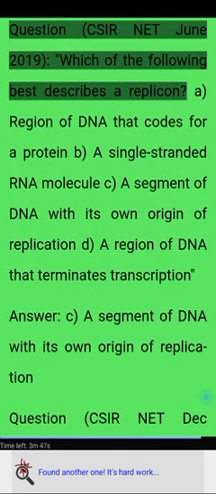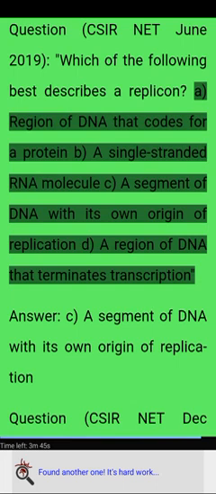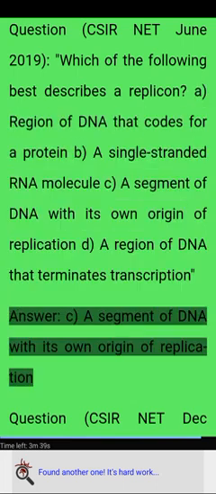Question, CSIR NET June 2019. Which of the following best describes a replicon? A. A region of DNA that codes for a protein. B. A single-stranded RNA molecule. C. A segment of DNA with its own origin of replication. D. A region of DNA that terminates transcription. Answer: C. A segment of DNA with its own origin of replication.